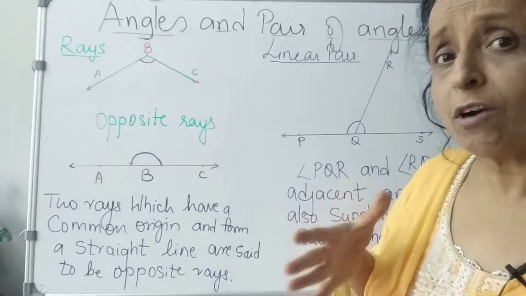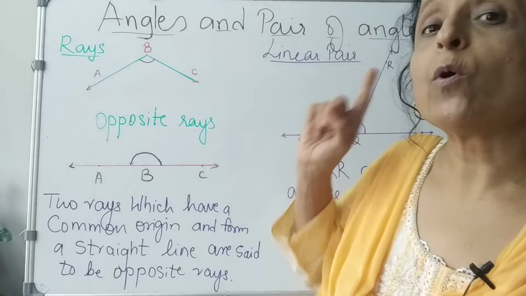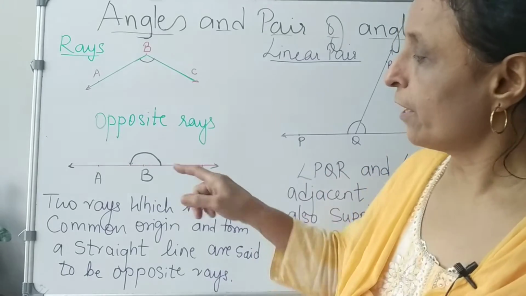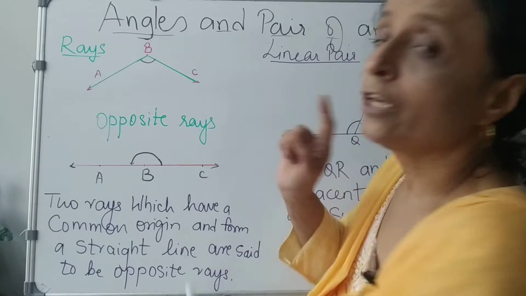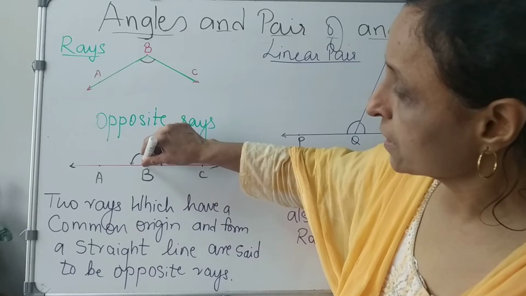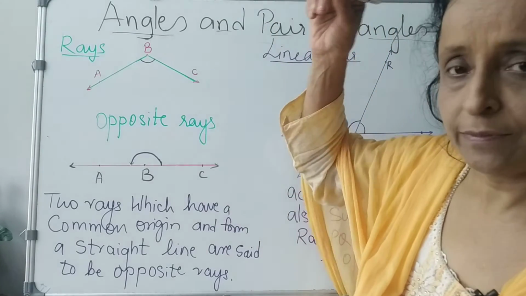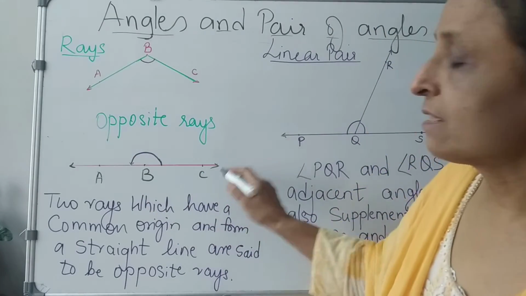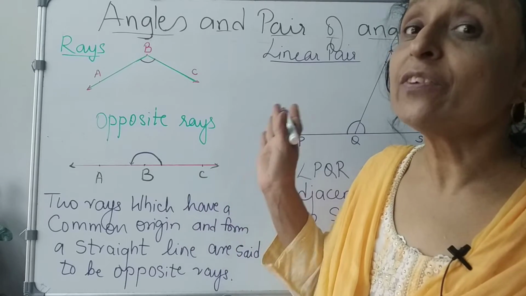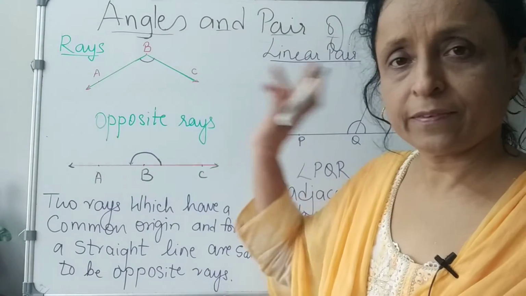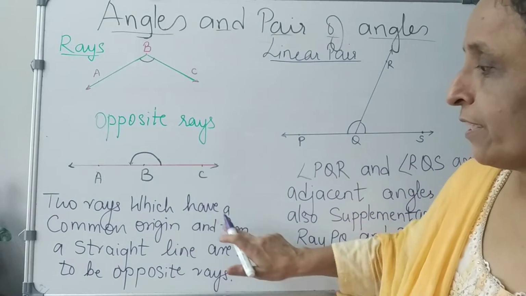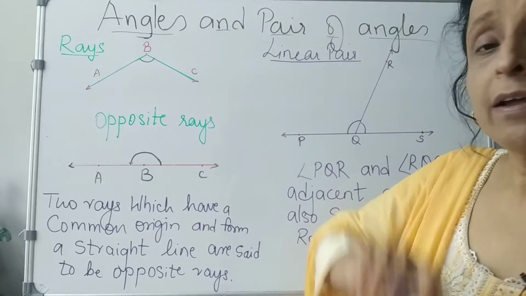After understanding what rays are, you try to understand what opposite rays are. By name itself, opposite means they are going to be in opposite directions. There is going to be a common point of origin. B is the common point of origin. BA is a ray, BC is a ray. They both are exactly opposite, so they are opposite rays. Now, two rays which have a common origin and form a straight line are said to be opposite rays.